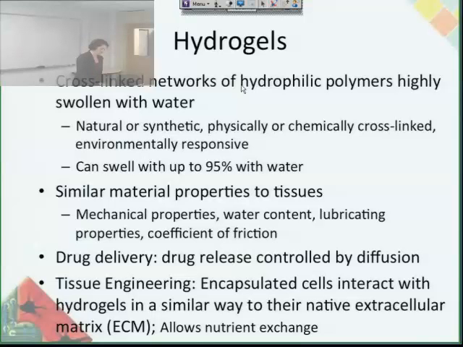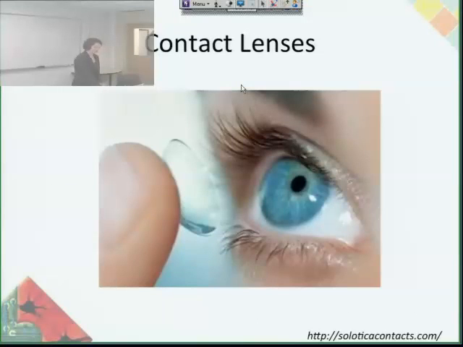So because of the high diffusion of gases and liquids through hydrogels, one of its first uses was for contact lenses, because the problem with contact lenses when they were first invented in the 50s was that oxygen could not diffuse through the glass that they were using to make contact lenses. So that didn't really work.